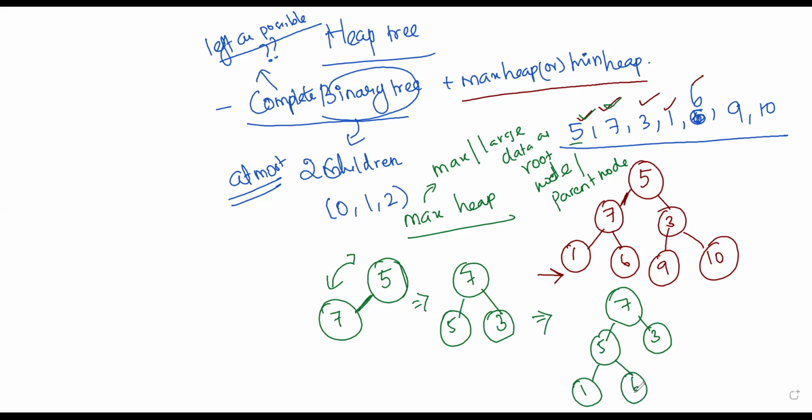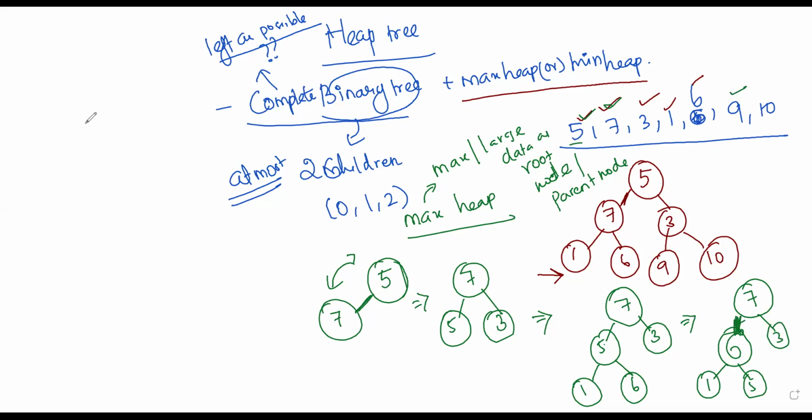Now after inserting, check with its parent. 6 is greater than 5. So swap these two. You don't have to do any kind of rotation, just a normal swap. 6 will be here, 3 will be here, 1 and 5. Now the swapped 6 came here. Check with its parent, 7. It is smaller, so we don't need to do anything. It is a max heap. Next is 9.